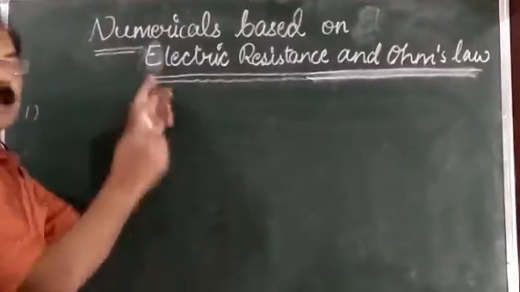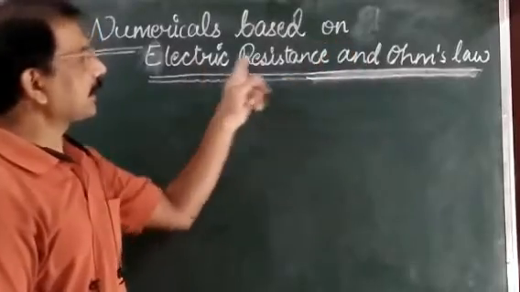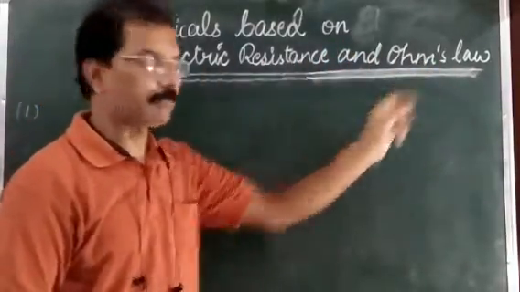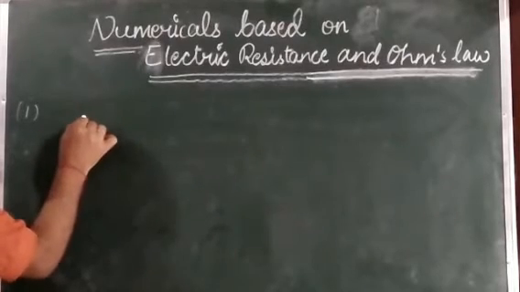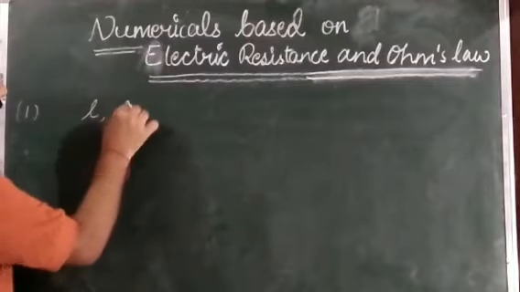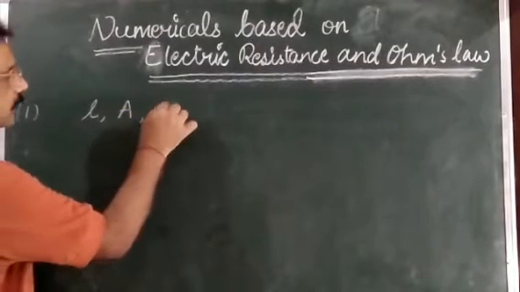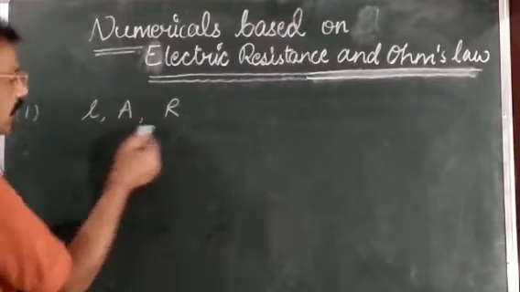In this video, I am going to discuss the numericals based on electric resistance and Ohm's law. First question I am taking here. Suppose a wire of length L, area of cross section A, and its resistance is R. Will this wire be stretched?